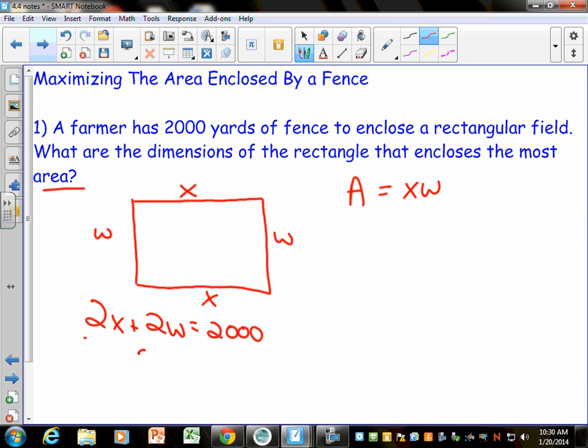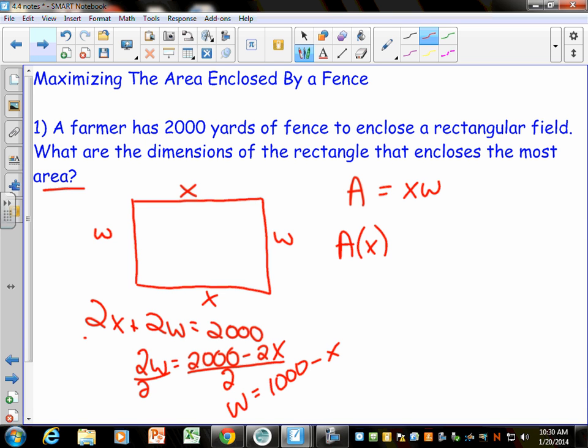So if I wanted to solve this for w, do you agree that I could subtract 2x and then divide by 2? And would I get that w equals 1,000 minus x, because that divides by 2 so nicely? So I could write an equation, and I'm actually going to change this to A of x. So I'm going to say it's all in terms of x. And I'm going to replace w with 1,000 minus x.